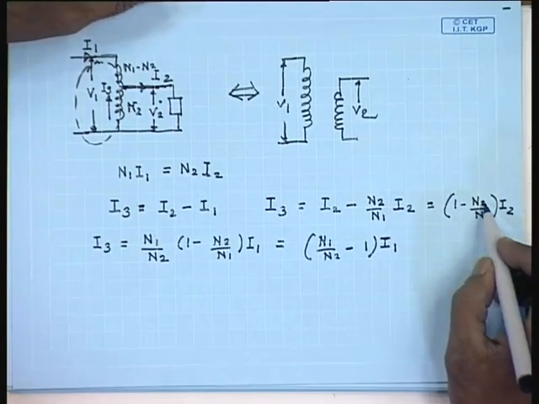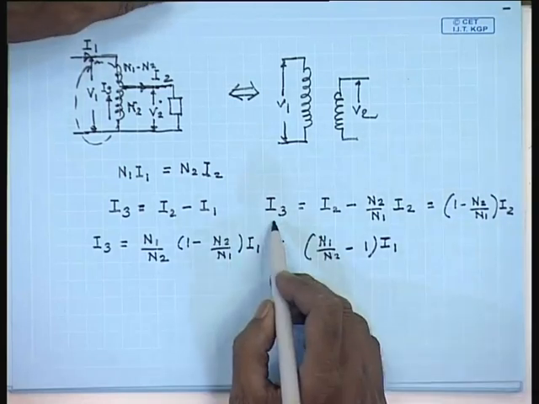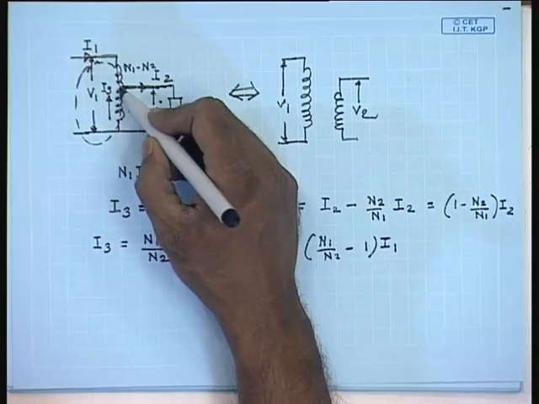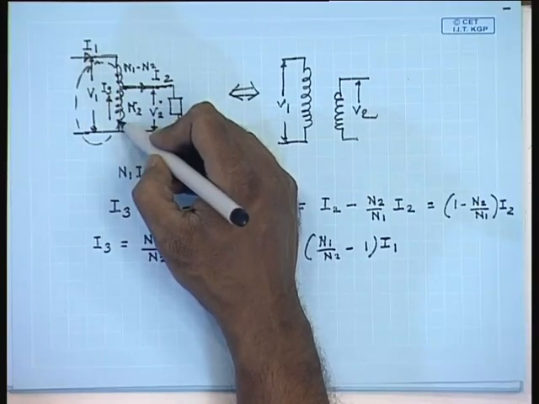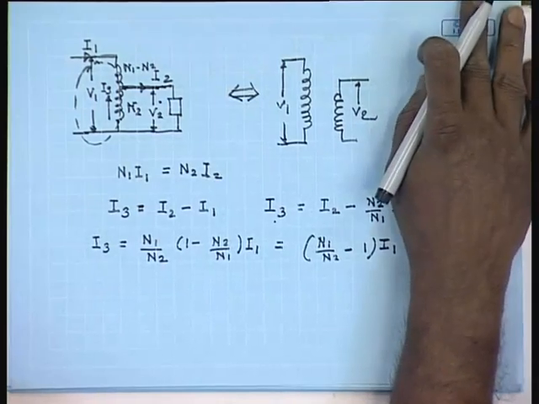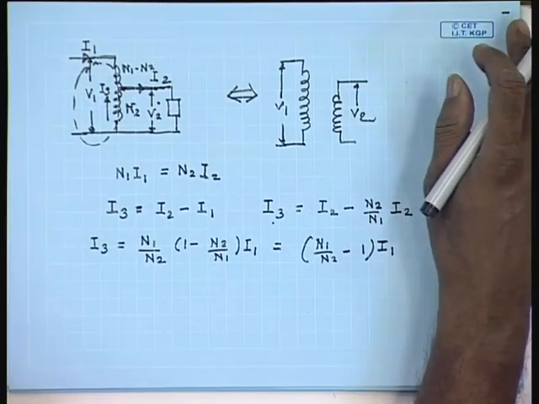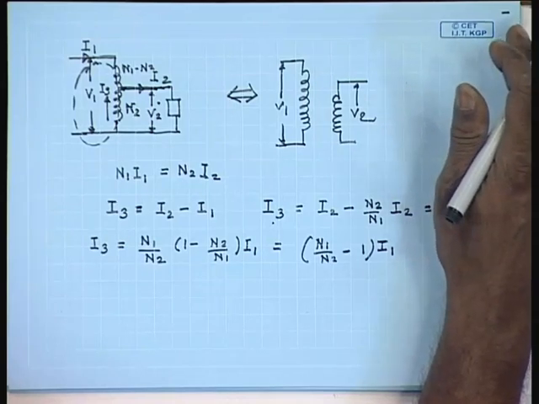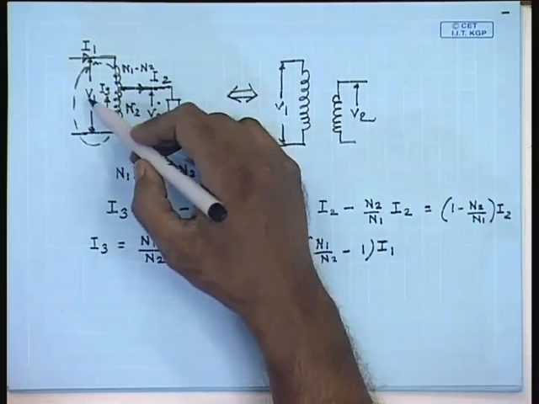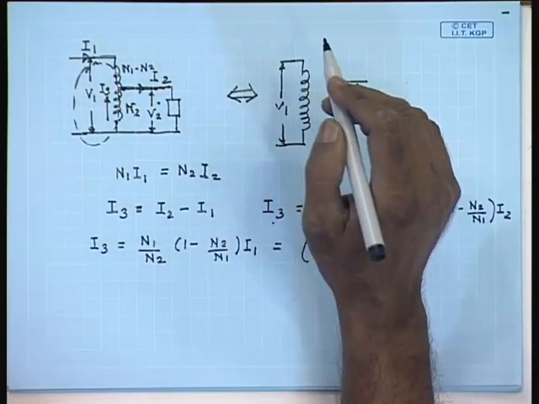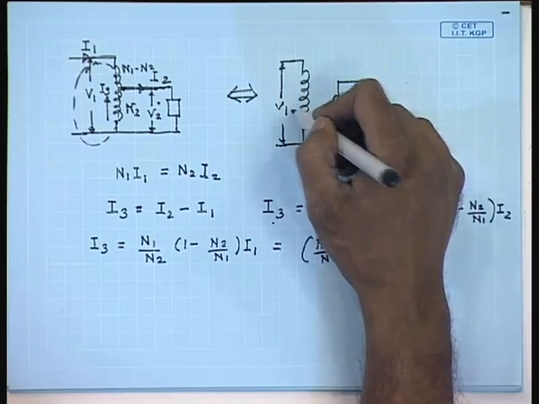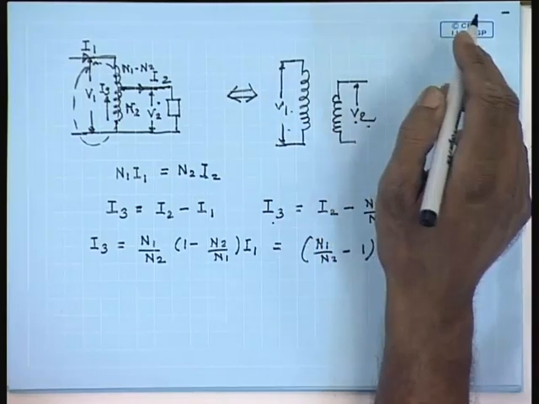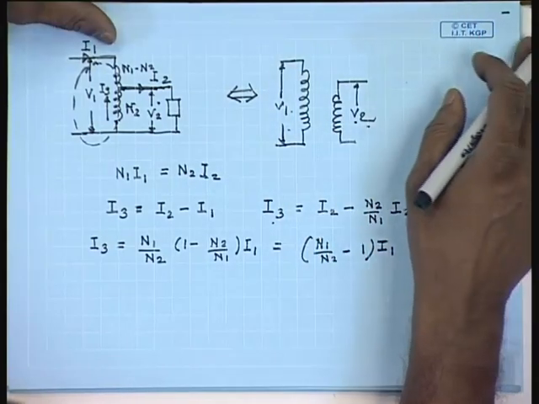if the turns ratio N2 by N1 is close to 1, then I3 will be very small compared to I2, and therefore, the current carrying capacity of this part of the winding can be designed to be low, and hence there is a possibility of considerable saving in the copper, which is an advantage for this kind of arrangement. This is called an auto transformer. This advantage does not exist in a two winding transformer, where the entire power transfer is by inductive method.